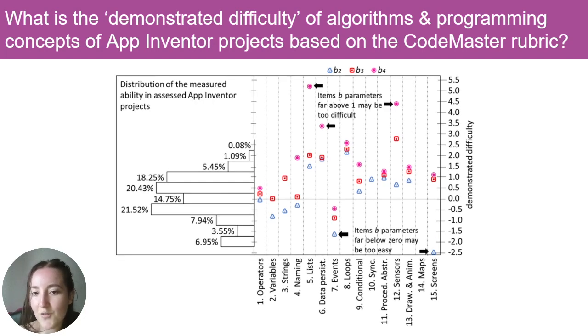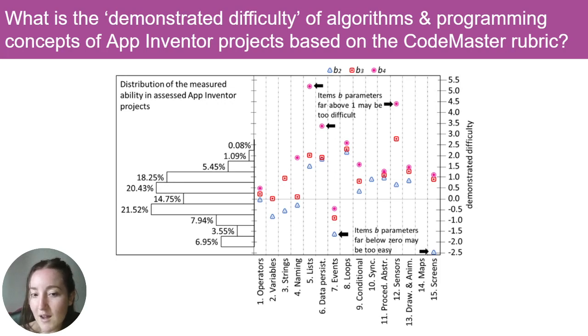In the context of programming with App Inventor, the easiest items include item 7, events, and item 15, screens, as these items have negative B parameters far below 0. These results are semantically consistent, as App Inventor encourages unlimited use of events and creating screens that change, an essential function of useful mobile apps.